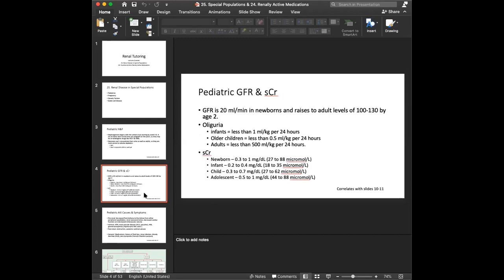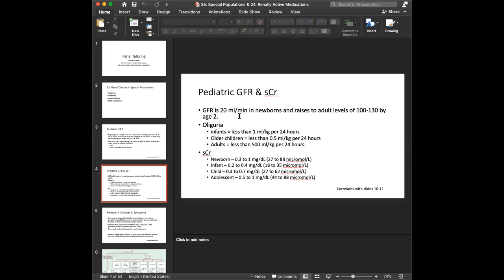And so if we think back to our last lecture, GFR of 20, if we were staging it by CKD, that would be stage G4. So that's really bad. But in newborns, it's going to rise to the adult levels of 100 to 130 by age 2. So not a big deal when they're newborns.